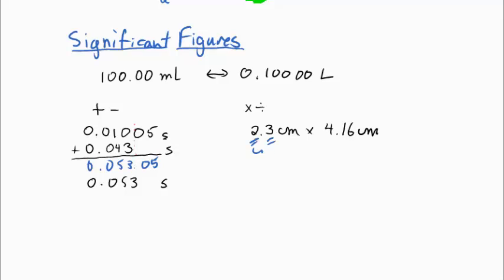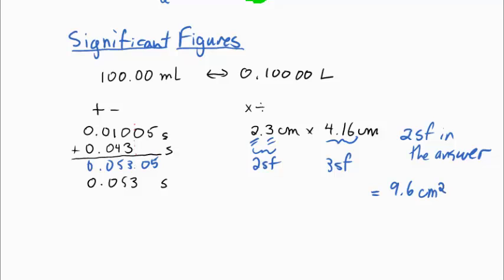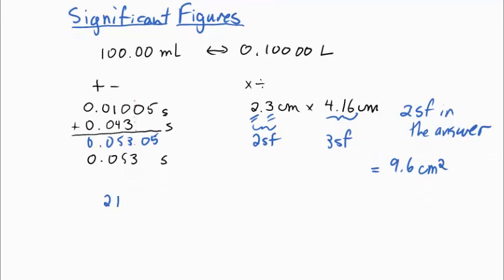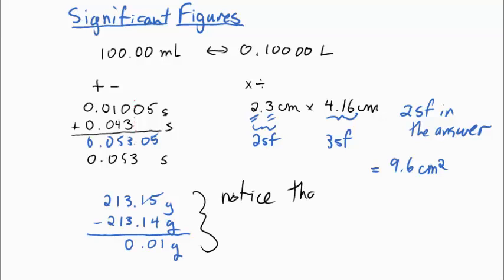For multiplying and dividing, simply count the number of significant figures in each number. There are 2 in this and 3. Take the 2, it's the smaller number, 9.6 centimeters squared. One last thing, for subtracting, you can sometimes lose sig figs. These both have 5 sig figs going in, but the answer has only got 1 sig fig. This might make an effect in multi-step problems.